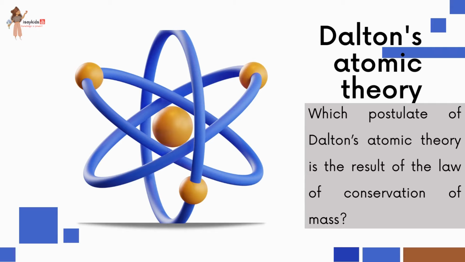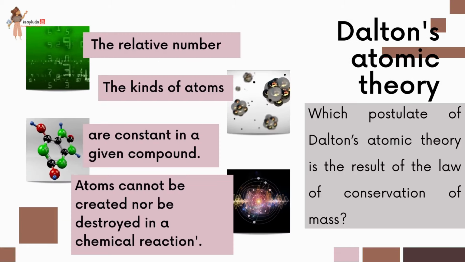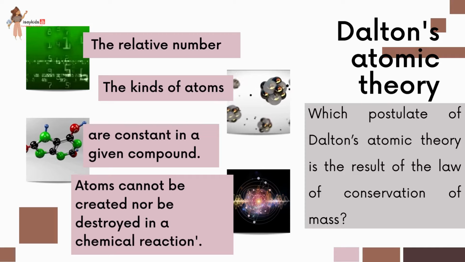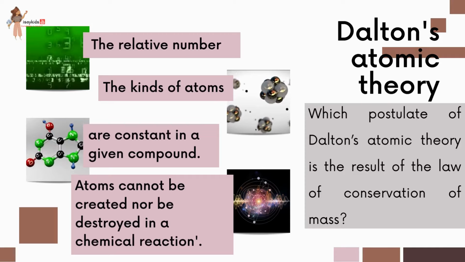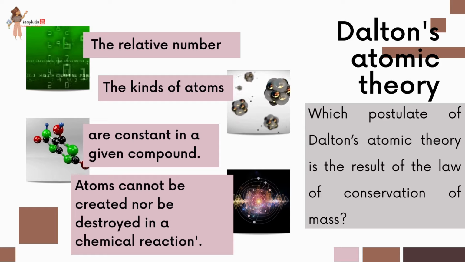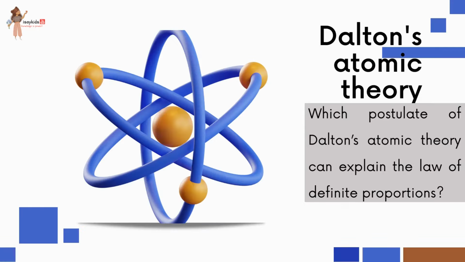Before moving ahead, let's discuss a couple of questions based on Dalton's atomic theory. Can you recall and tell which postulate of Dalton's atomic theory is the result of the law of conservation of mass? If yes, let us know in the comment section below. If not, don't fret. Let's cover it again. The postulate of Dalton's atomic theory resulting from the law of conservation of mass is that the relative number and kinds of atoms are constant in a given compound. Atoms cannot be created nor be destroyed in a chemical reaction.